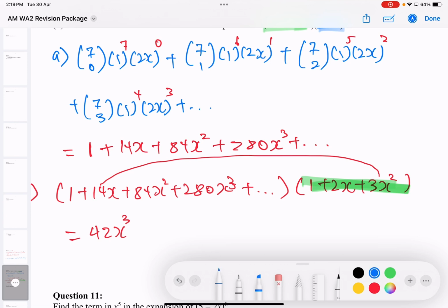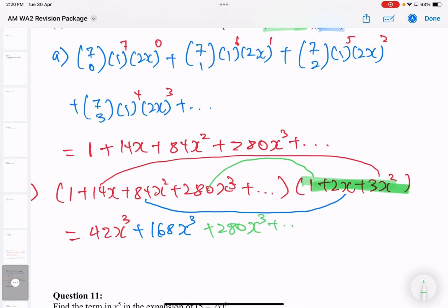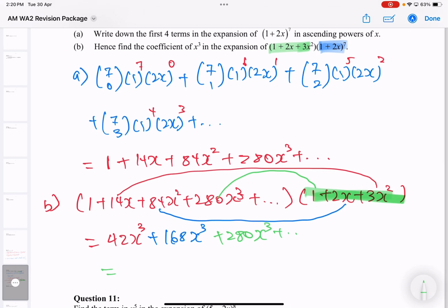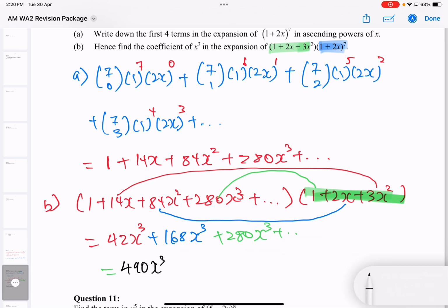Let's look at the next one. 84x squared times 1, forget it. 84x squared times 2x, yes, this is what I want. So 84 times 2 will give me 168x to the power of 3. Let's look at the last one. No prize for guessing which one I should multiply. Just multiply by 1, plus 280x cubed. So what is the coefficient of the x cubed term? 42 plus 168 plus 280. So my final answer, 490x cubed.